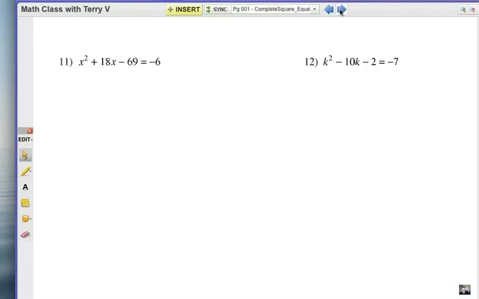Alright, let's get started. The first part of this self-quiz is solving quadratic equations. So we got to complete the square, and I have 2 for you to try. Go ahead and hit pause and give these a try.